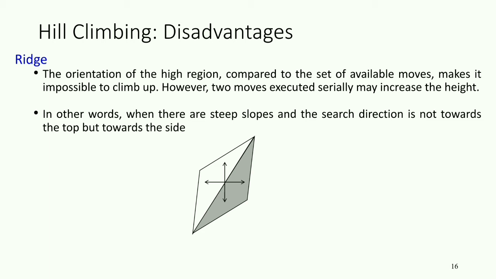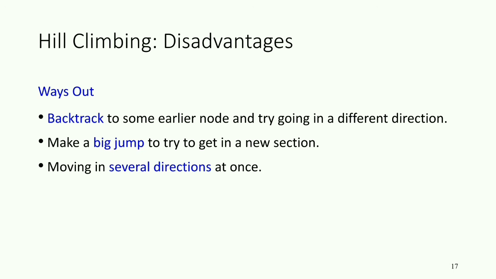And the last one is the ridge. The orientation of the high region, compared to the set of available moves, makes it impossible to climb up. However, two moves executed serially may increase the height. In other words, there are steep slopes and the search direction is not towards the top but towards the side. In this situation the state is not moving towards the goal state. Instead, it moves in all other directions.